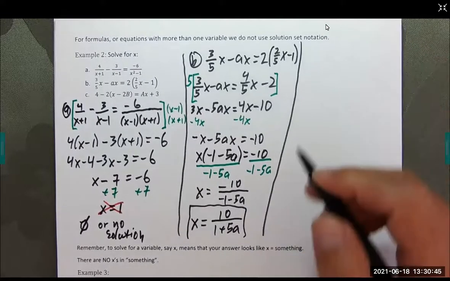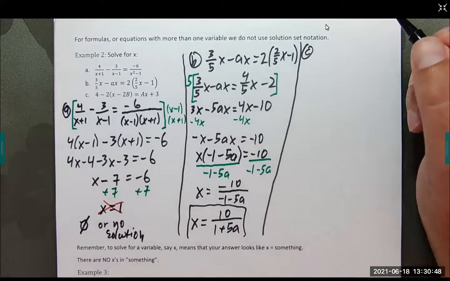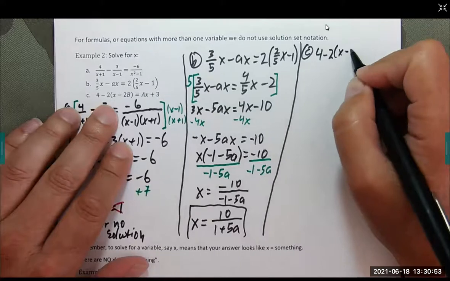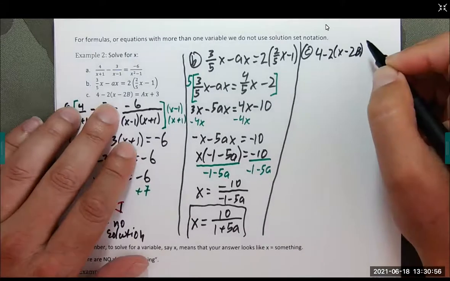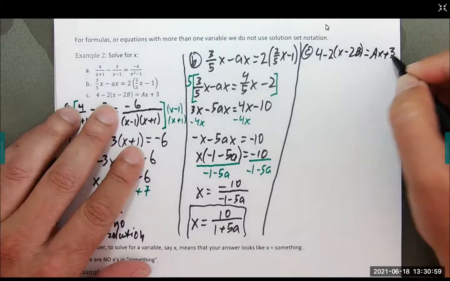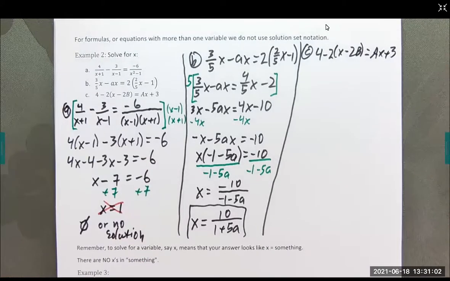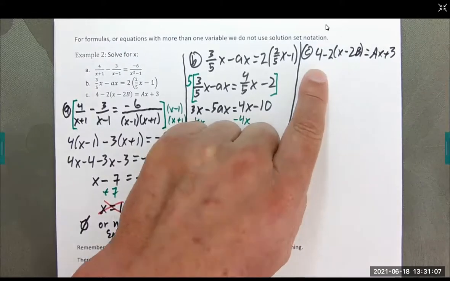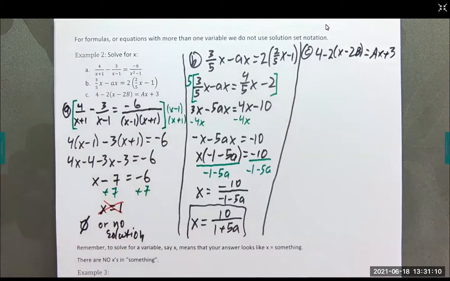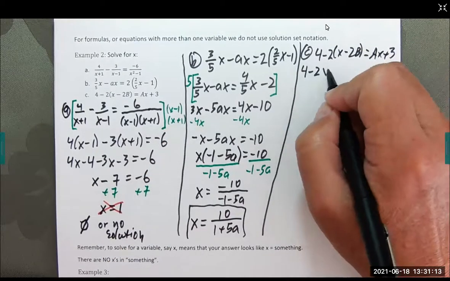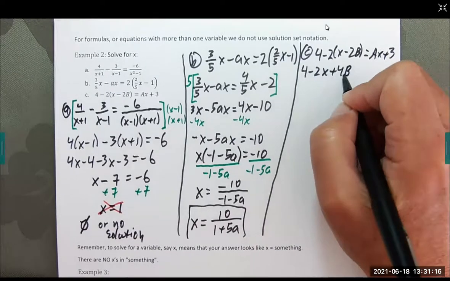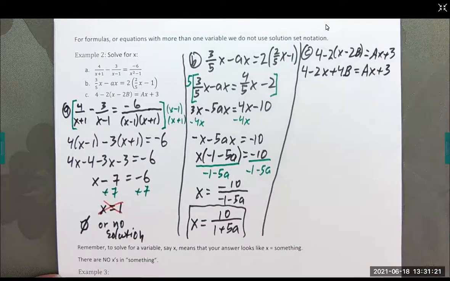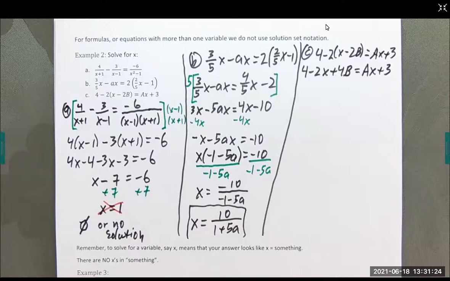Let's do C. Minus 2 times x minus 2b equals ax plus 3. All right, now this one is very tempting. You see that 4 minus 2 and you want to combine those up. I can't do that, unfortunately. I am going to distribute that negative 2 into the parentheses. And I can't combine any terms.